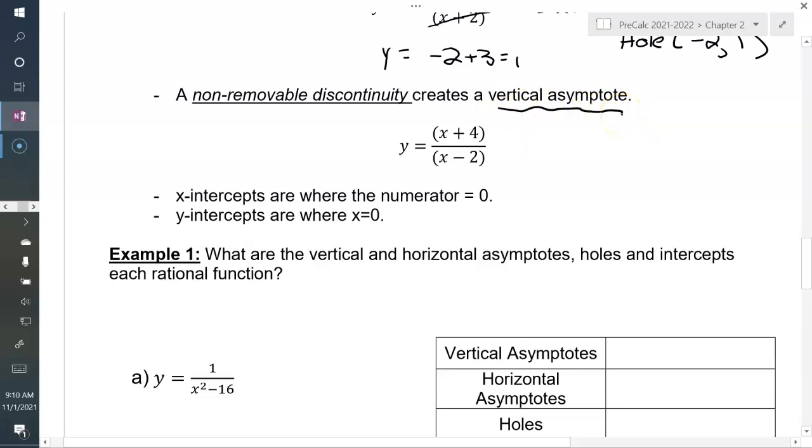Now, your x-intercepts, that's where it crosses the x-axis, set your numerator equal to 0. So whatever's upstairs equals 0. That goes for your x-intercepts. And that's also called a 0. And then the y-intercepts, that's where your x equals 0. So wherever x equals 0, and therefore your graph crosses the y-axis.